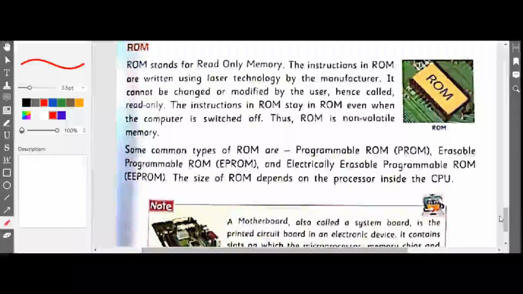As the name suggests, read only memory is memory which is only for reading. You cannot write on the memory once again. That means it cannot be modified.